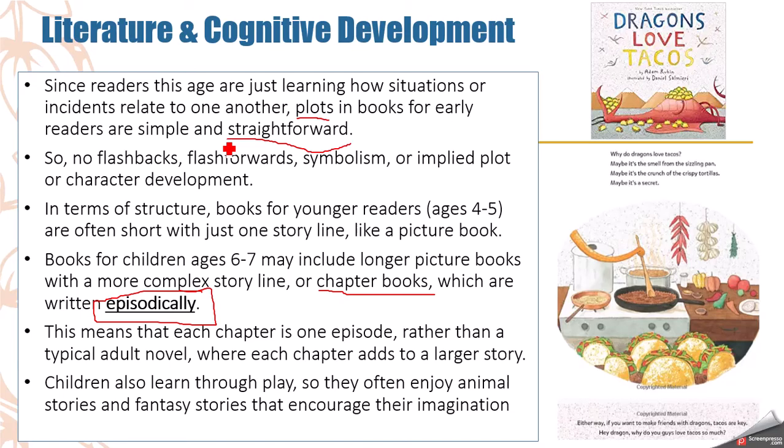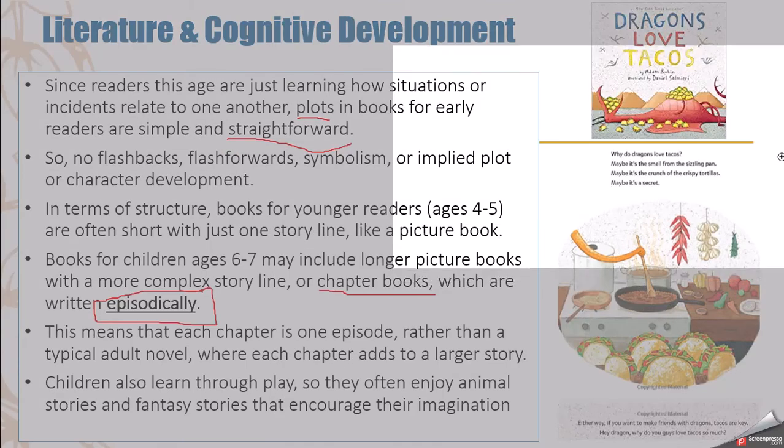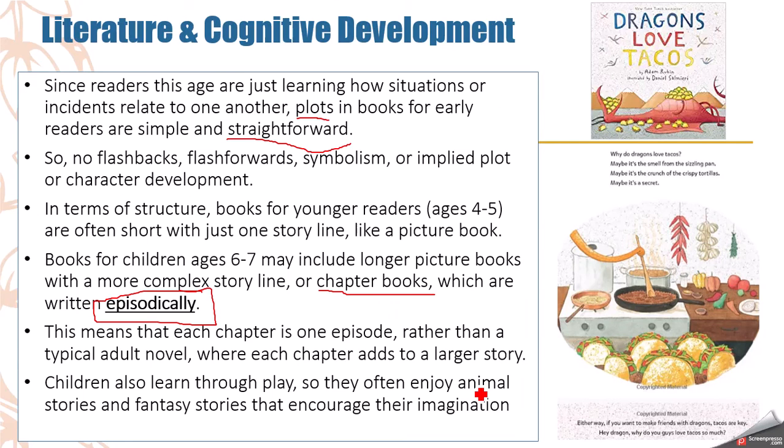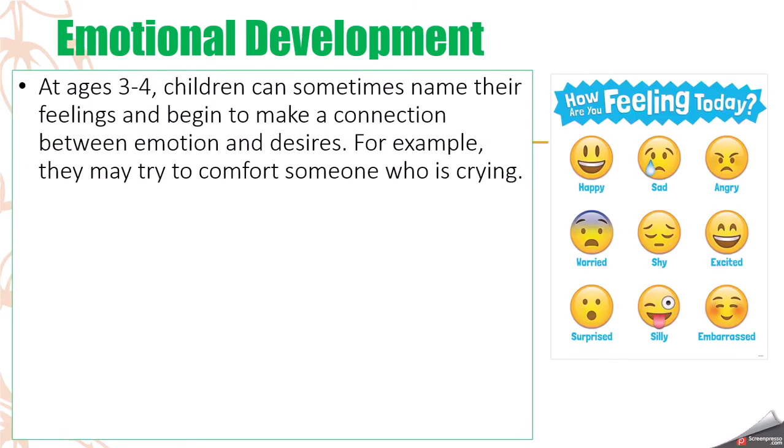Here's just an example. Dragons love tacos. Why do dragons love tacos? Maybe it's the smell from the sizzling pan. Maybe it's the crunch of crispy tortillas. Maybe it's a secret. Now, this is a picture book, but you can see here, sizzling, crispy, perhaps. Those are words, and maybe even tacos, depending on what your family eats on a regular basis. Those are words that can help a child increase their vocabulary. And it's a funny book, and it's a little bit, you know, playful and imaginative. So learning through play.